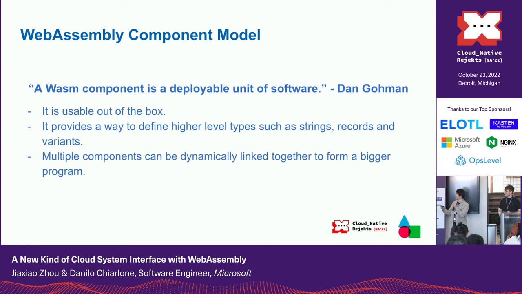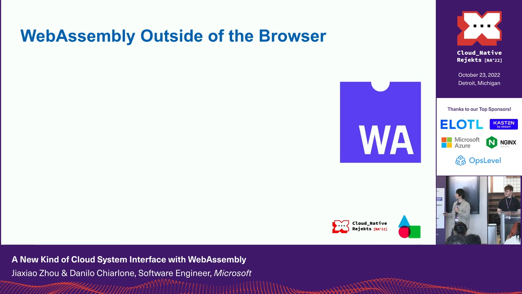I like to quote Dan Gohman from Fastly, and he has the most concise one-sentence description of components. It says, a WASM component is a deployable unit of software. And that word deployable is pretty important. It means that it's usable outside the box. It defines how to execute a component. So you can think of the component as an executable in native code.